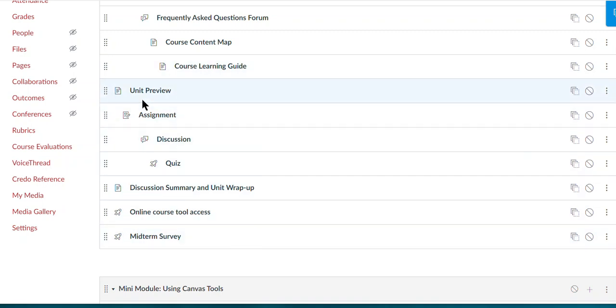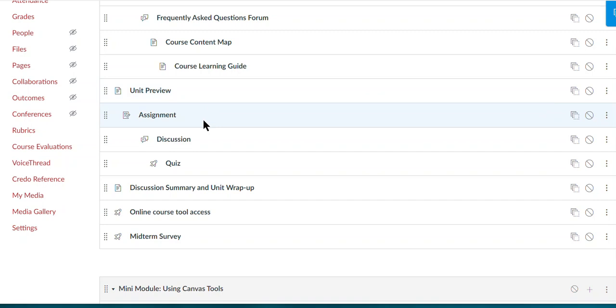That structure would include a page which is the preview page. That page is intended to explain that in this unit you're going to go over these learning objectives, these kinds of assignments, and anything that you need to expect in that coming week concerning assignments and instructions. This preview prepares the student.